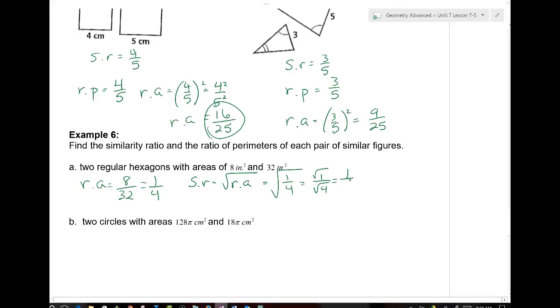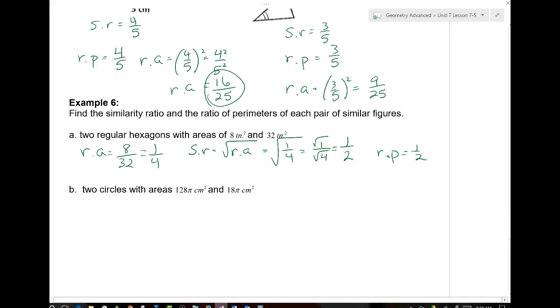The square root of 4 is what? Yeah, remember we're going to the smaller version, right? So we're going from area to side. So it'll be 1/2. So my similarity ratio is 1/2. Guys, what's the ratio of my perimeter then? Yeah, it's 1/2 because it's the same as my similarity ratio. The nice thing about ratio of perimeter and similarity ratio is they're exactly the same thing. That's the best part because they're both linear measurements.